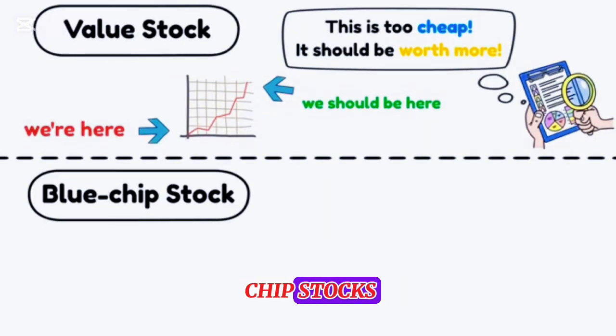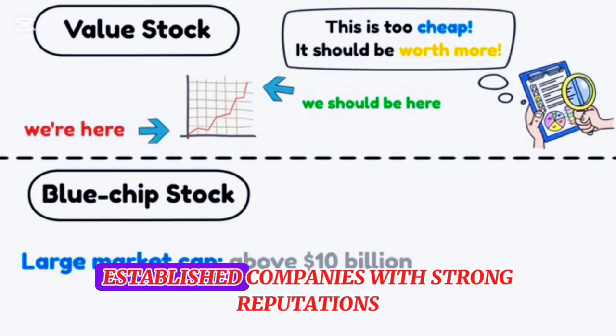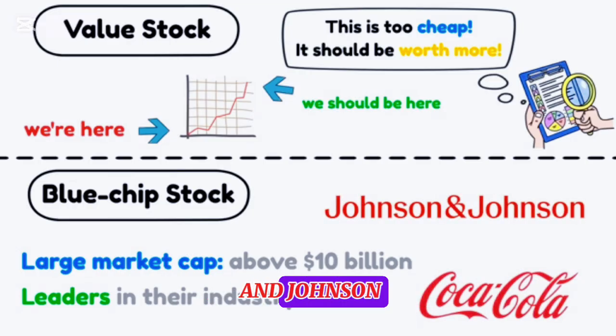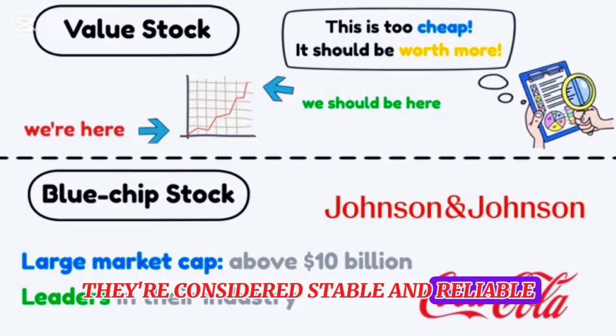Then we have blue-chip stocks. These are large, well-established companies with strong reputations, like Coca-Cola or Johnson & Johnson. They're considered stable and reliable.